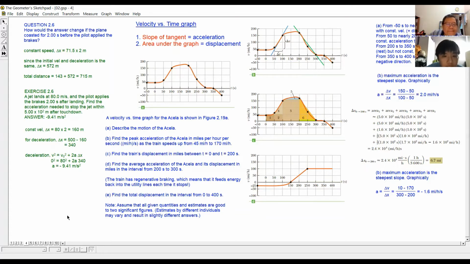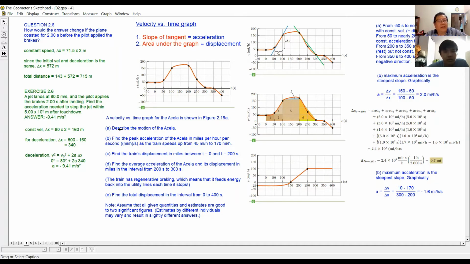D: Find the average acceleration of the train and its displacement in miles in the interval from 200 seconds to 300 seconds. The train has regenerative braking, which means that it feeds energy back into the utility lines each time it stops. E: Find the total displacement in the interval from 0 to 400 seconds. Note, assume that all quantities and estimates are good to two significant figures. Estimates by different individuals may vary and result in slightly different answers.